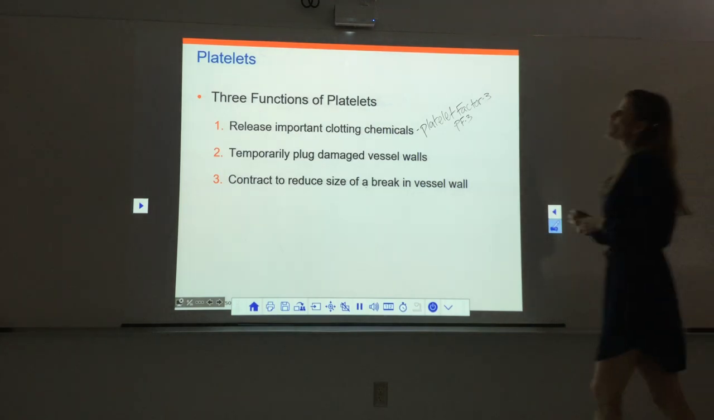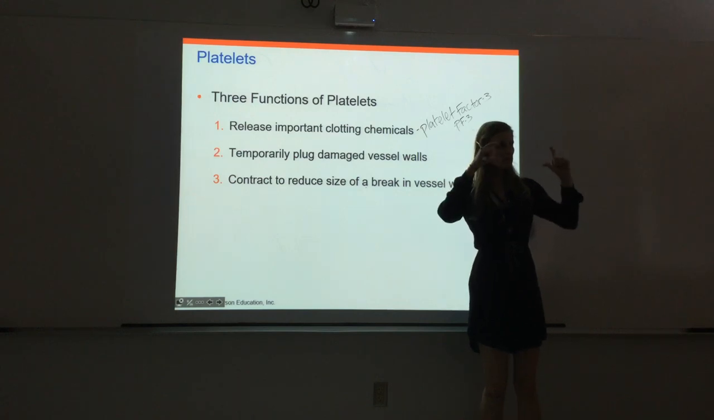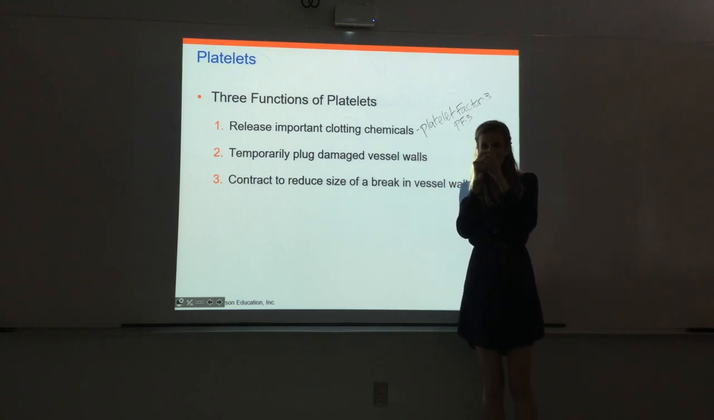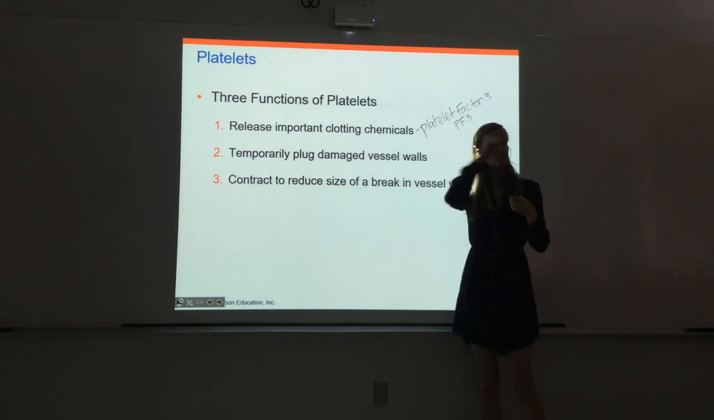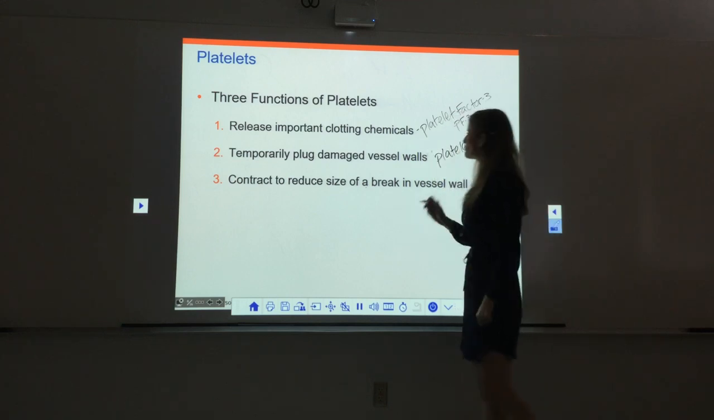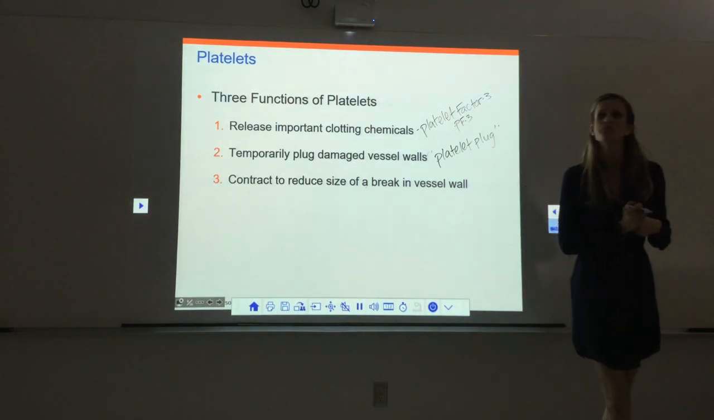They also temporarily plug damaged vessel walls. Okay, so you have a blood vessel, and if you puncture it and you're losing blood through that area where it was cut or punctured, platelets get really sticky, they stick together and form a little clump, and they can plug up, kind of like a cork. They can cork up that break until you're able to patch it with a more long-term clot. We call that a platelet plug. So they can form a platelet plug to temporarily plug it up so that you stop losing blood through that broken area.